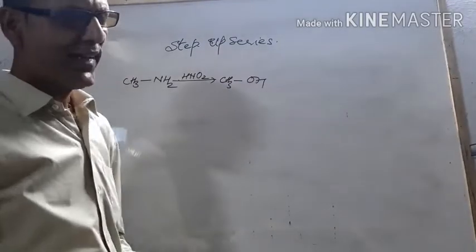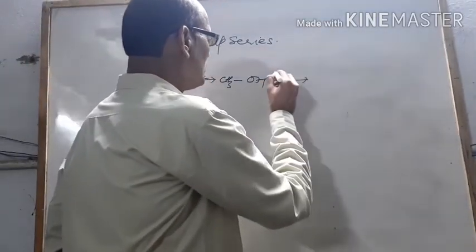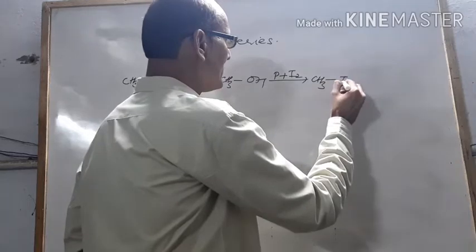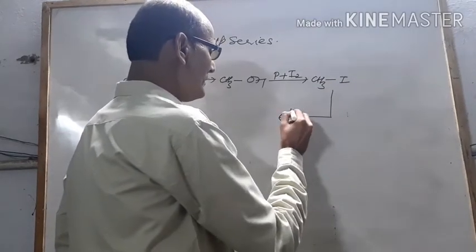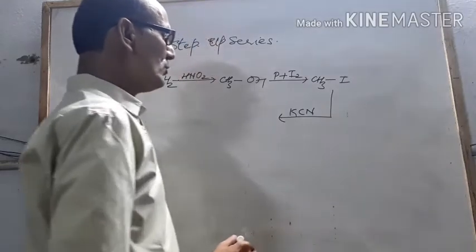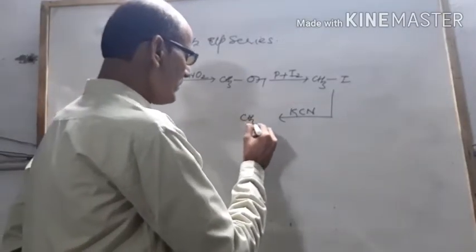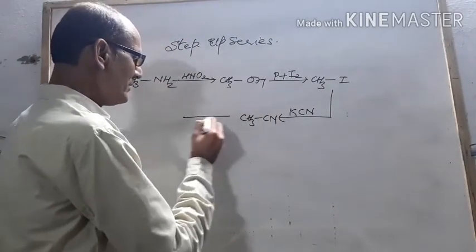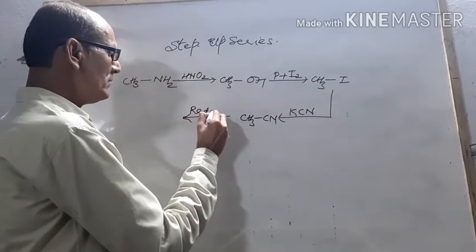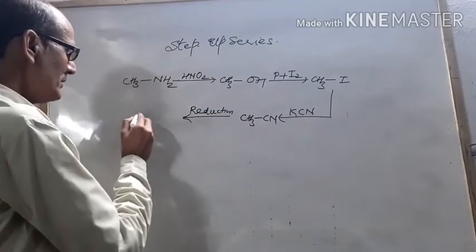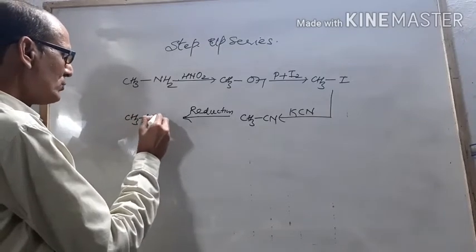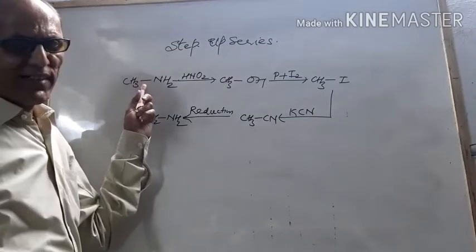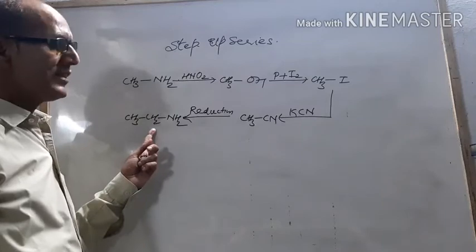Now you have to change it into halide. By using P plus I2 we can convert it into iodide, so you will get CH3I. Now with KCN, the cyanide will form, CH3 single bond CN. Now what do we have to do? Reduction. On reduction it will form CH3 CH2 NH2. So this is methylamine, that is methanamine, and this is ethanamine.